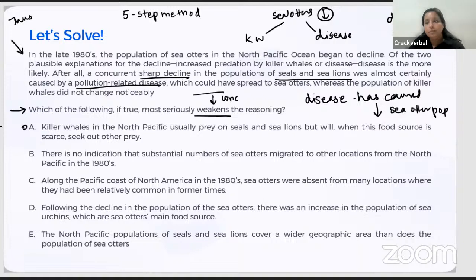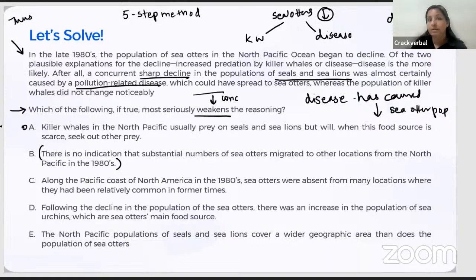Since most of you seem to think A is the answer, let's look at the other options. Option B says there is no indication that substantial numbers of sea otters migrated to other locations from the North Pacific in the 1980s. Now look at this complex language. This is a very common pattern in GMAT critical reasoning questions, where the test setter creates an answer option that is a little difficult to figure out. You'll have to read it, so let's simplify what they're saying: there is no indication that a large number of sea otters migrated.